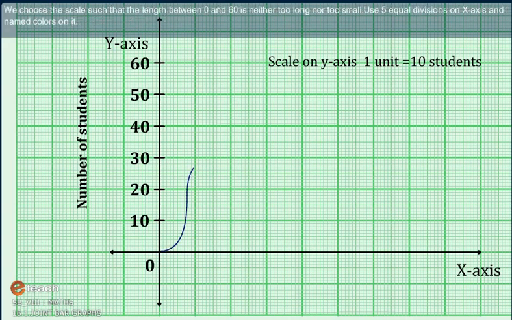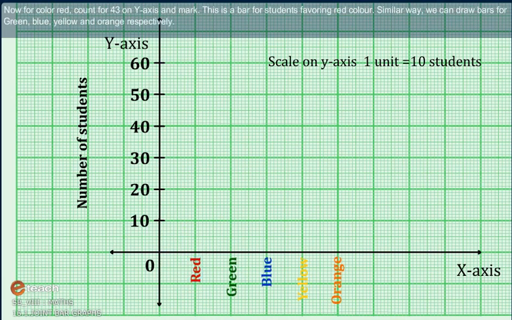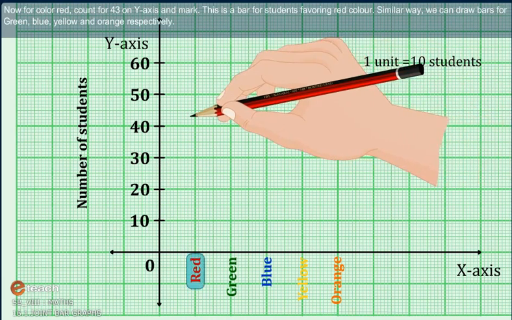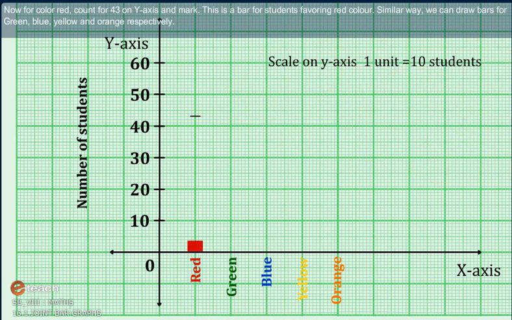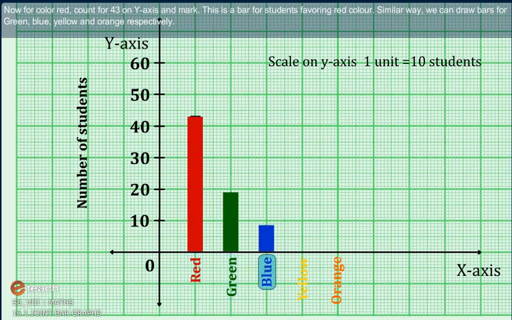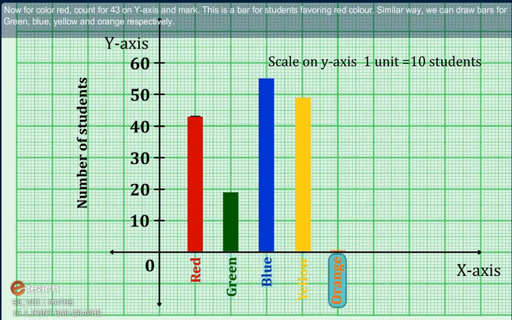We choose the scale such that the length between 0 and 60 is neither too long nor too small. Use 5 equal divisions on x-axis and name the colors on it. Now for color red. Count from 43 on y-axis and mark. This is a bar for students favoring red color. Similarly, we can draw bars for green, blue, yellow and orange respectively.